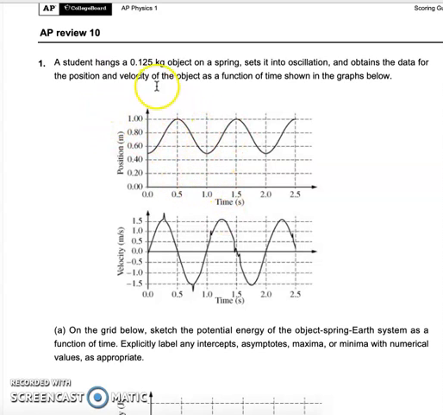So we have two graphs. We have a mass on a spring oscillating up and down vertically, and we've got two graphs of its motion, position and velocity. We can see that the period for both is about 1 second, and that will come into play later. So they first want us to do potential energy as a function of time.